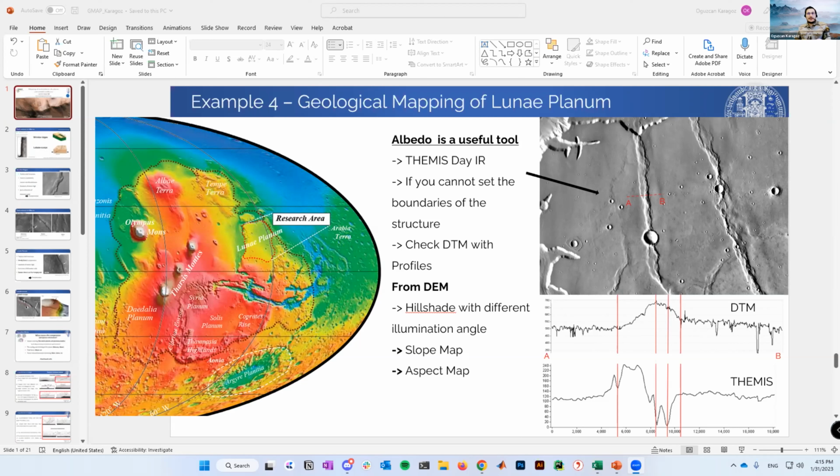Besides that, Ricardo covered all the parts for me. Thank you. In the previous talk, you can use hillshades. By using the hillshade, you can manipulate the illumination angle and try to look from different angles. And also you can create a slope map as you did for the central peak of the crater on the Moon. And you can also use the aspect map to define the boundaries of the ridge, because we have to know where the ridge starts and where the ridge ends.